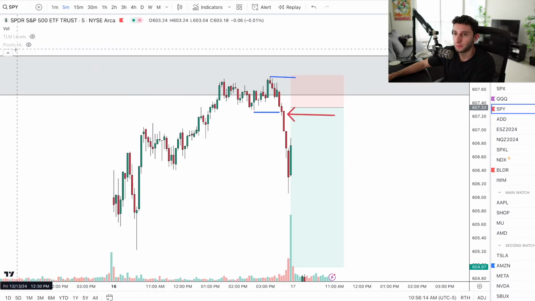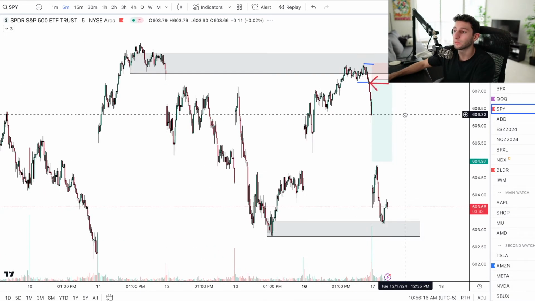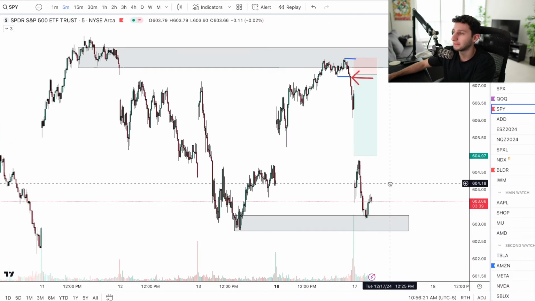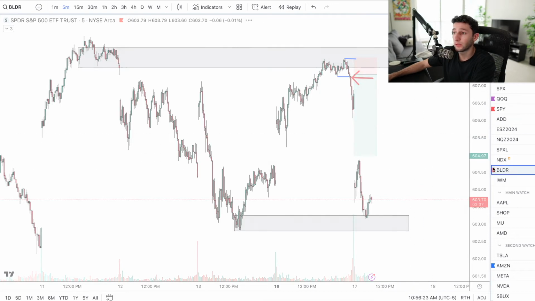All right. Now I'm going to get rid of these pivot points. They're kind of annoying. But you get the idea right there. All right. Same thing as price coming out into this demand zone down here. You can do the same exact thing. All right. Now I can show you another example on BLDR.